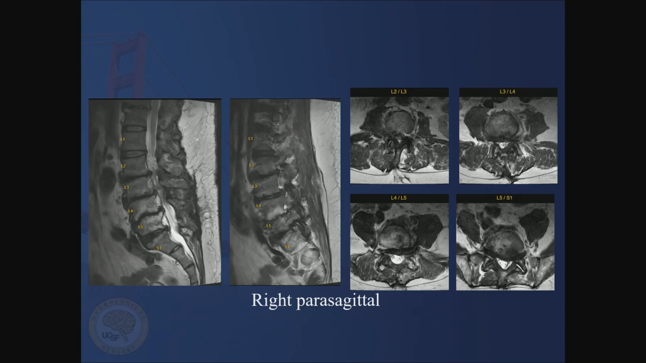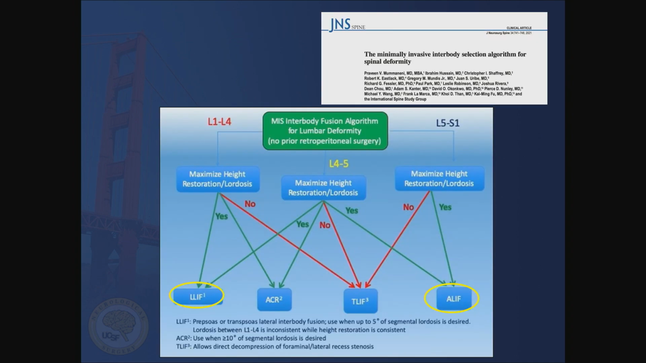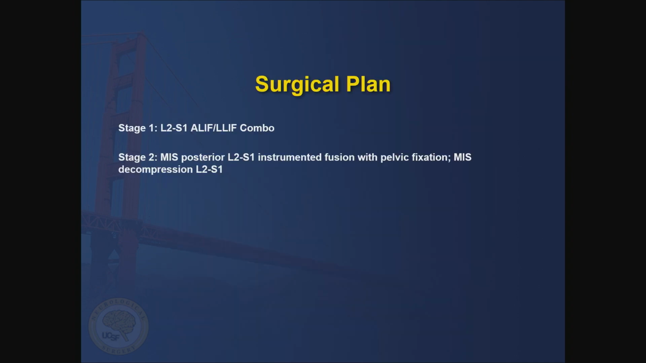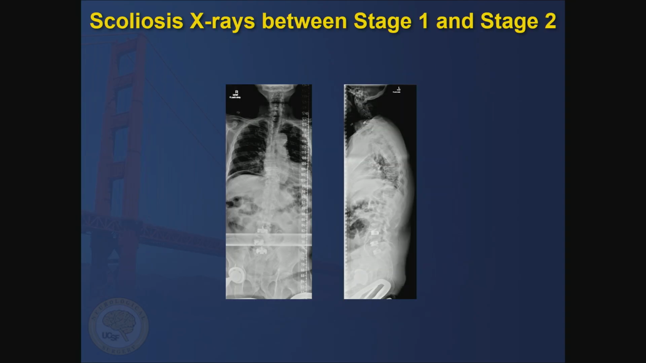So on this one, I would definitely flip them prone and do some MIS decompression in the back. So we check their T-score. It's not terrible. Combination of laterals and ALIFs. And I stage this. And so first stage 1, lateral and ALIF combo. We get the patient up. We see how much correction do we get. What else do we need to do? Did their sciatica go away? How's the foot drop going?